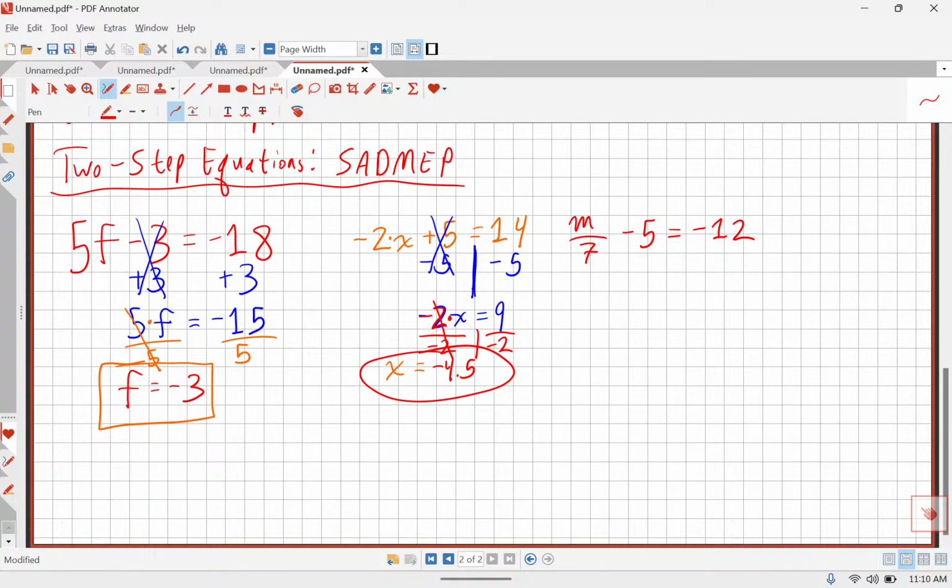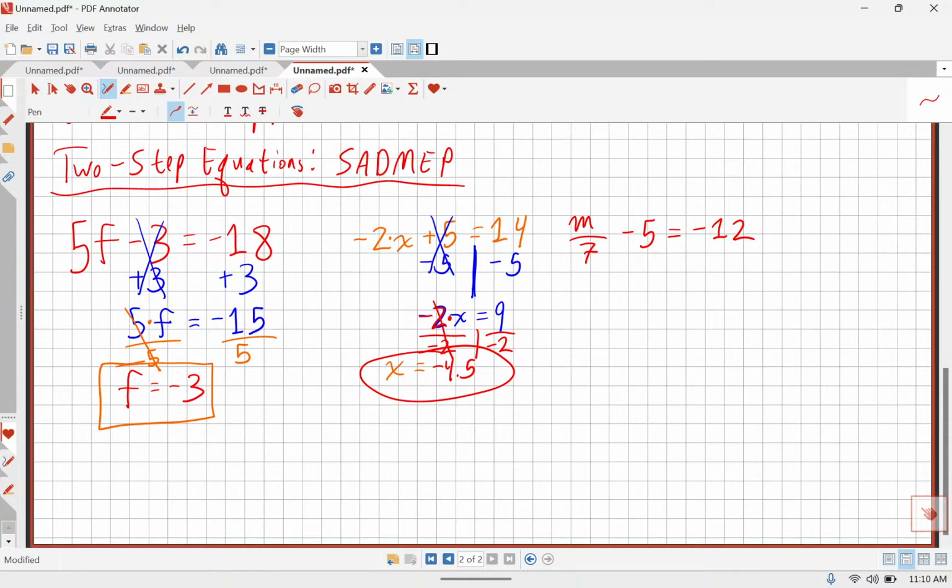Hey, what's up, Millie? So I got to here, and now I don't know what to do from here. So we added 5. Oh, wait, negative 12 plus 5. Are you sure that's 17? Double check. Negative 7, yes? Yeah. So that means, and let's write this down, M divided by 7 equals negative 7.